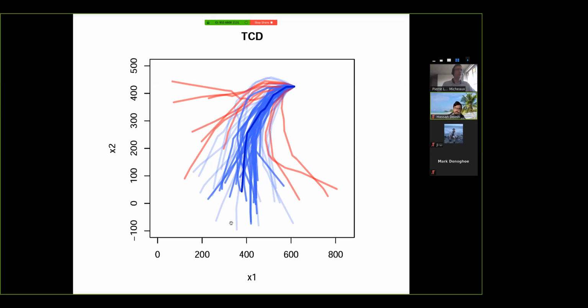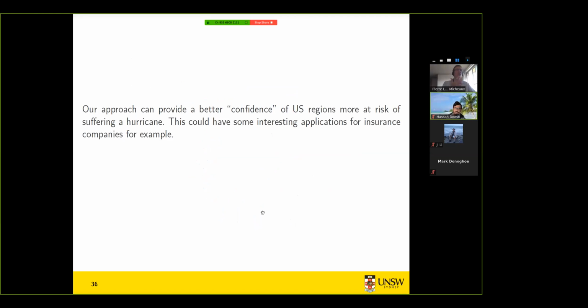Okay, so now the most central curve is here, right in the middle of the bundle, and the red curves, which are colored as red thanks to the findings of our measure, are outliers, and these results are meaningful. All right, so this approach could provide maybe better confidence of the US regions that are more at risk of suffering a hurricane. This could have some potentially interesting applications for insurance companies.